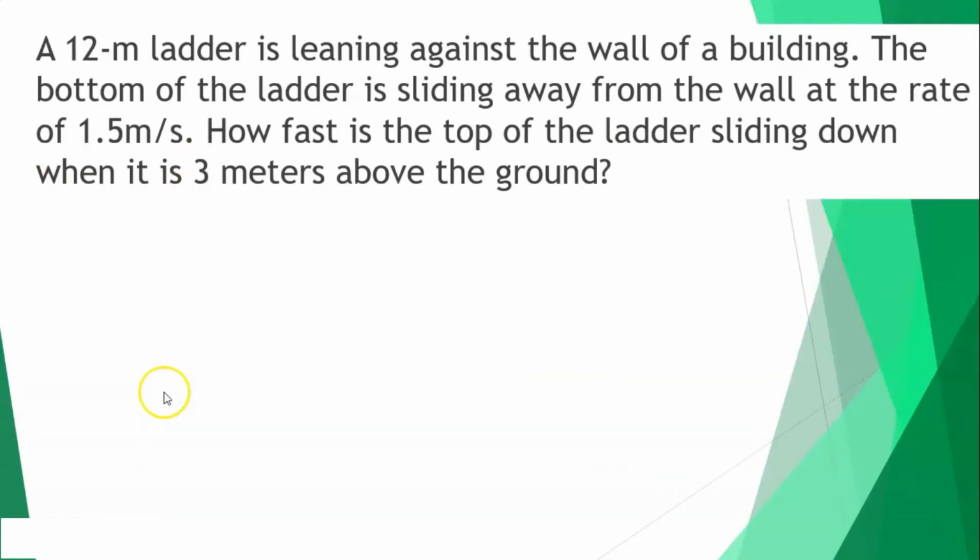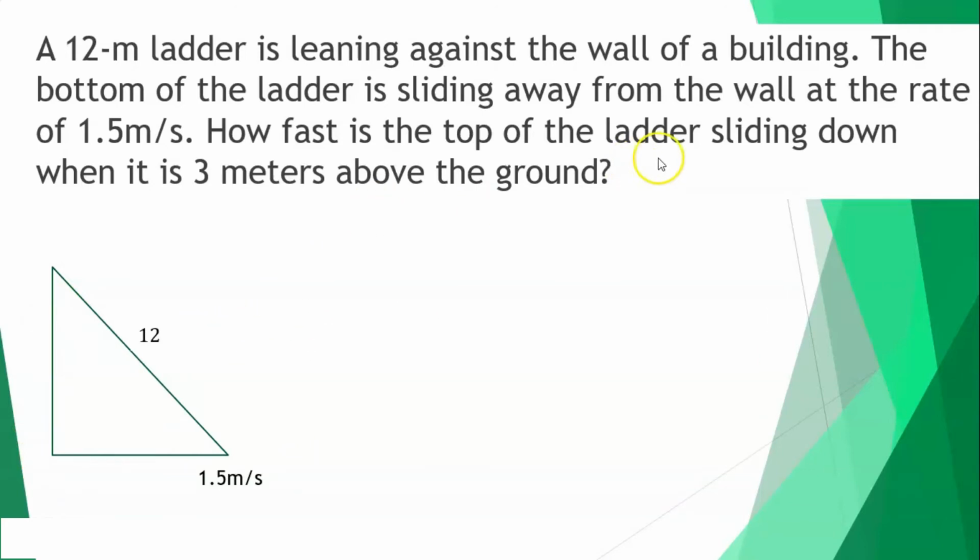A 12-meter ladder is leaning against the wall of a building. So this is the ladder. The bottom of the ladder is sliding away from the wall at the rate of 1.5 meters per second. So at this point, this is dx over dt. And take note, this is positive because eventually if this keeps on sliding away from the wall, its distance from this wall will increase over time.